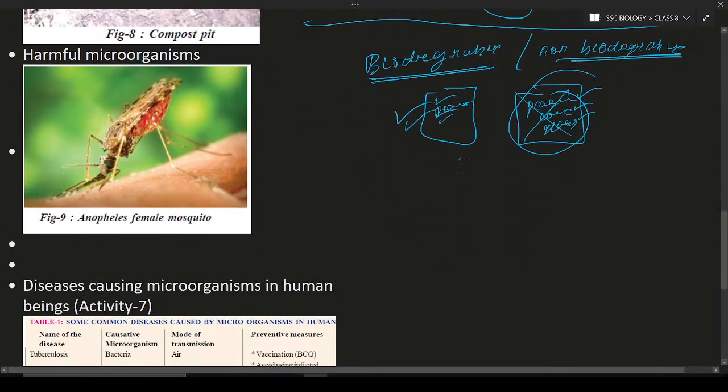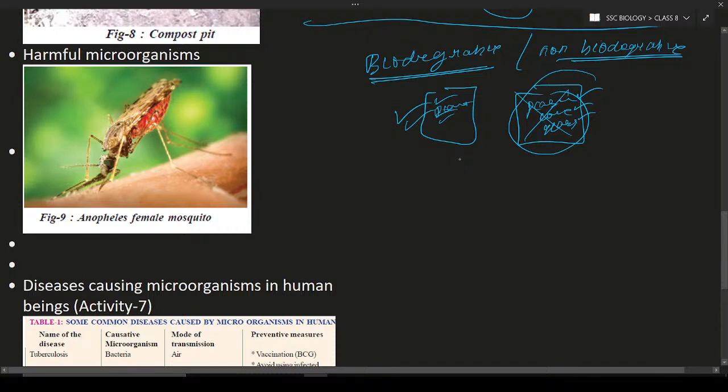Next one is harmful microorganisms. What is meant by harmful microorganisms? These are the microorganisms that are not good for human beings. It means they cause diseases in human beings and also animals. Such organisms, whether microorganisms or flies or anything else, are known as harmful organisms. If they are microorganisms, you can call them harmful microorganisms because they cause diseases in human beings.